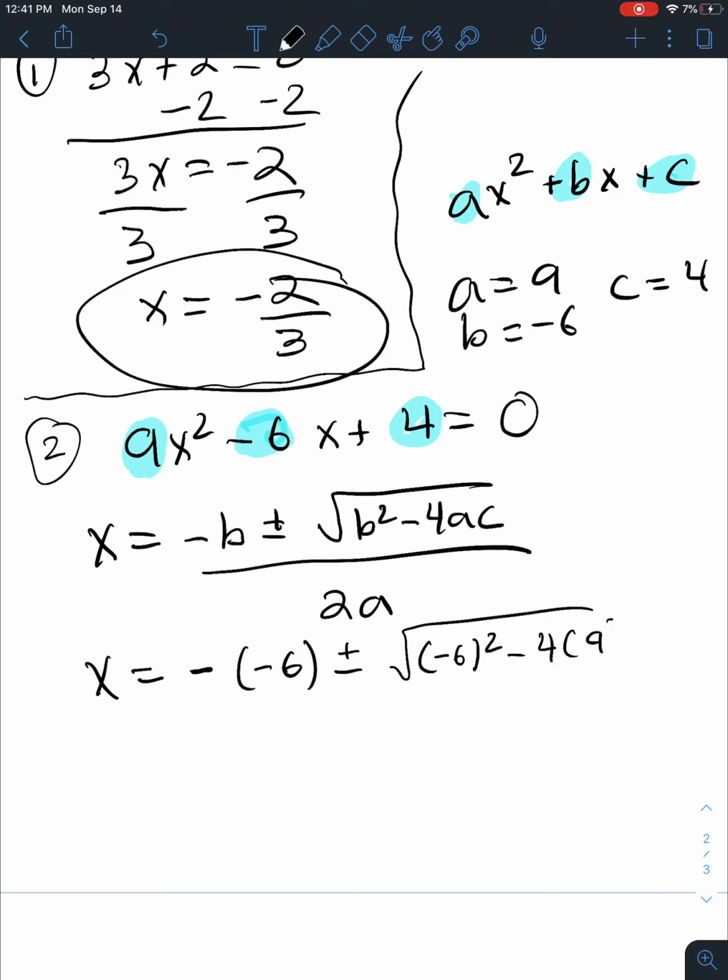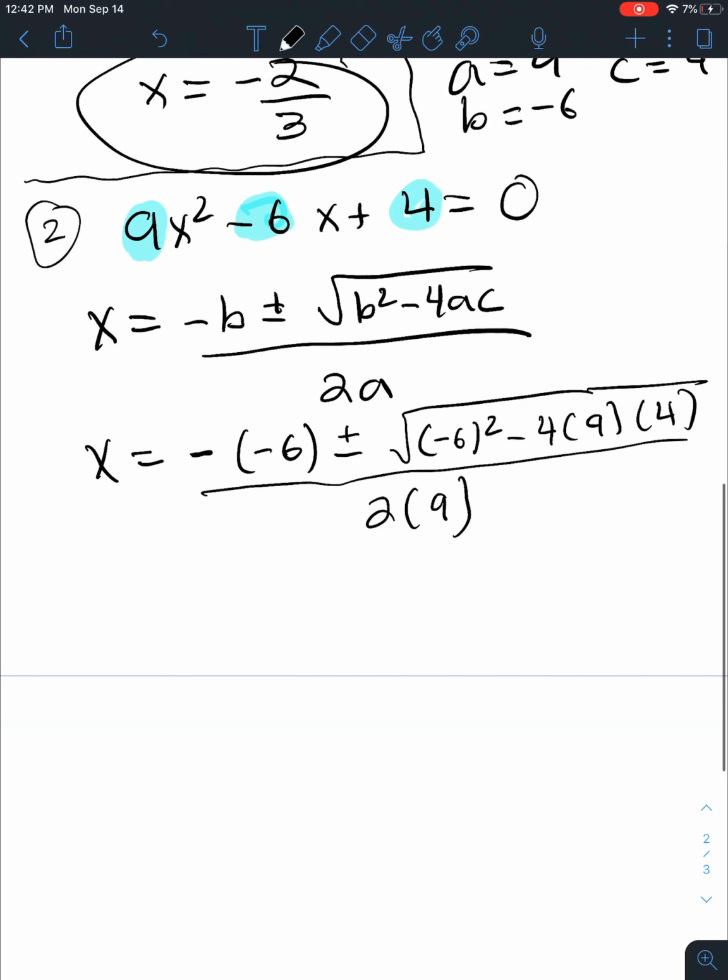And I know it is nice and tedious. It is also really easy to copy something down incorrectly. So we just double check real quick. Our B is negative 6. Okay, I substituted that. My A is 9 and my C is 4. So everything looks good. So next I'm going to simplify.